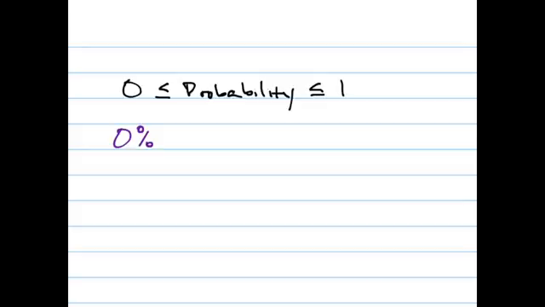And then on the other side, you got 100%. You can't have more than 100% probability of something happening, because if something happens, it's 100%. Yay, it happened. You can't have more than 100% probability. How can it be more than certain that it's going to happen?